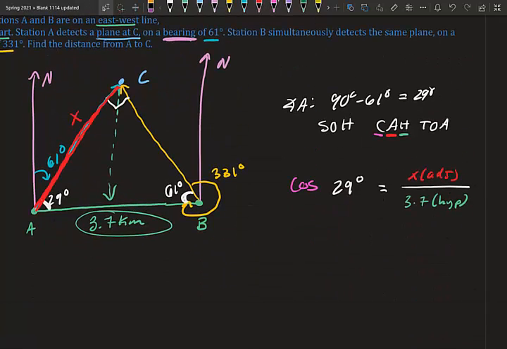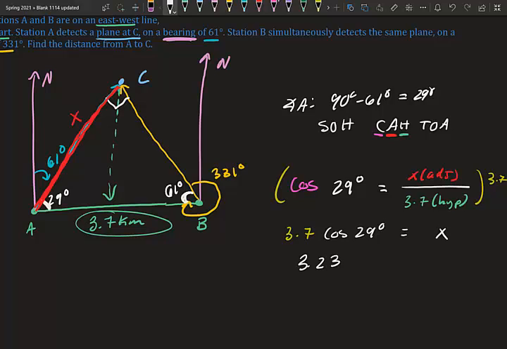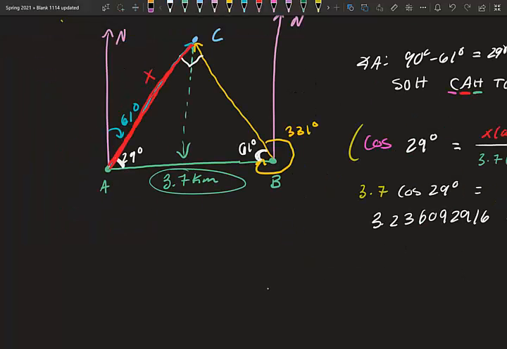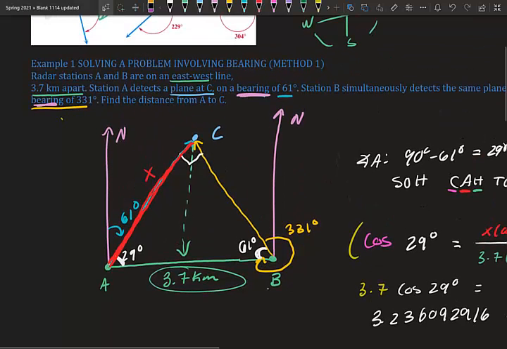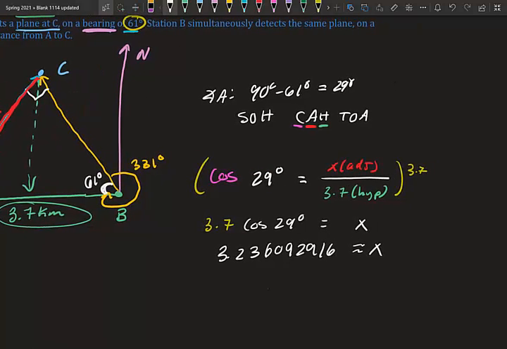So we have cosine 29 degrees equals x over 3.7. Multiply both sides by 3.7, so we have 3.7 cosine 29 degrees equals x. We plug that into our calculator and get 3.236092916, approximately x. Now it's time to round using significant digits. We have 2 significant digits, 2 significant digits, and 3 significant digits. We always take the least, so it'll be 2 significant digits. Rounded, it's 3.2 kilometers equals x.